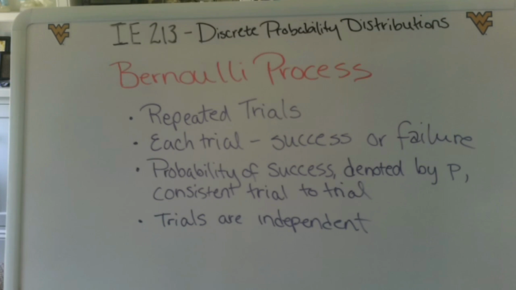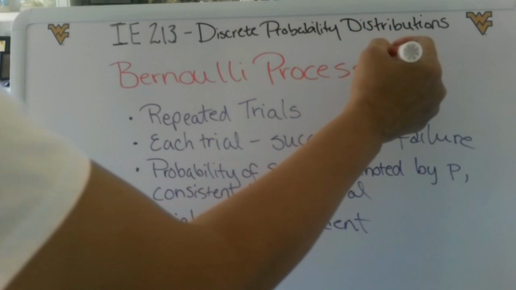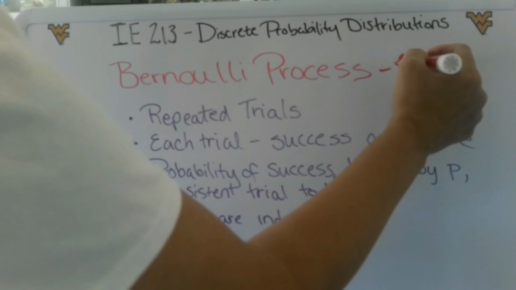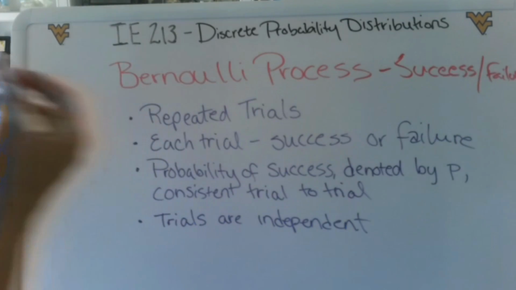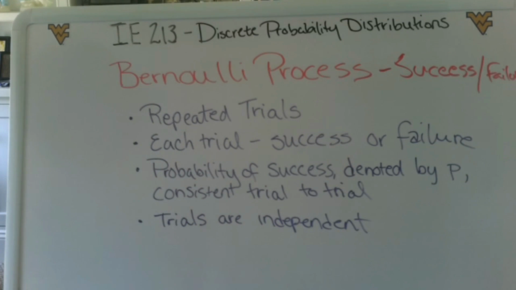And each trial is called a Bernoulli trial. So the Bernoulli process has two outcomes. It's either success or failure, and it has the following properties. There are repeated trials. Each trial is either labeled a success or a failure. It can't be both and it can't be in between. The probability of success is denoted by P, and that has to be consistent from trial to trial. And each trial is independent.